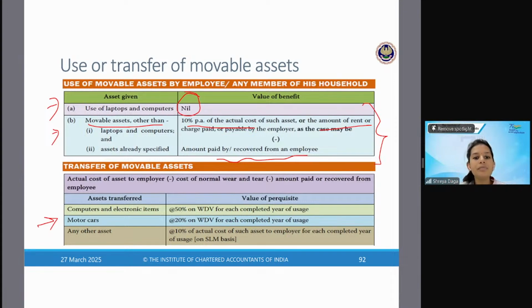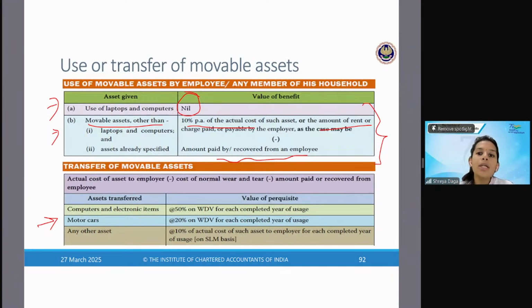Okay, alright. सो ये तो समझ में आ गया. लैपटॉप में कुछ नहीं चार्ज करेंगे. मोटर कार में जैसे वी हैव गिवन यूज ऑफ मोटर कार का जो लास्ट स्लाइड दैट वी डिड, उस तरह से चार्ज करेंगे. और अदर देन लैपटॉप्स एंड कंप्यूटर्स और भी कोई अगर अदर एसेट्स है, तो 10% ऑफ कॉस्ट और एक्चुअल रेंट एज द केस में भी, लेस अमाउंट रिकवर्ड फ्रॉम एम्प्लॉयी. That's how you are going to charge it.